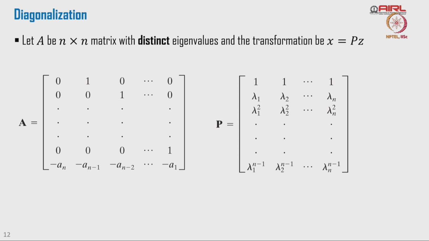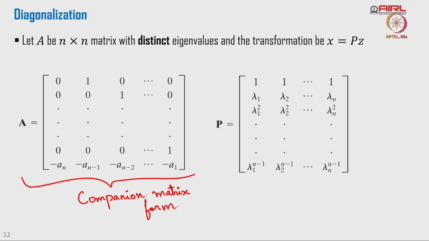And now let us take a look at diagonalization. So what you see here is called the companion matrix form. And this is called the Vandermonde matrix. Now let us say we have a square matrix A in this form, and we know that it has distinct eigenvalues.